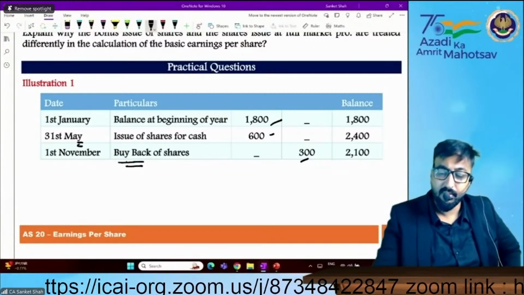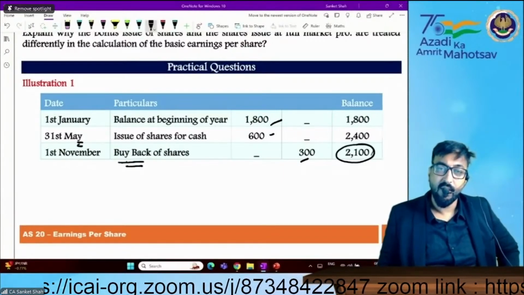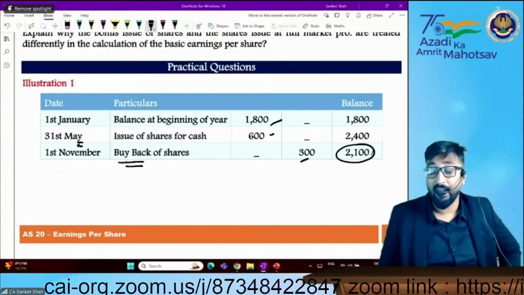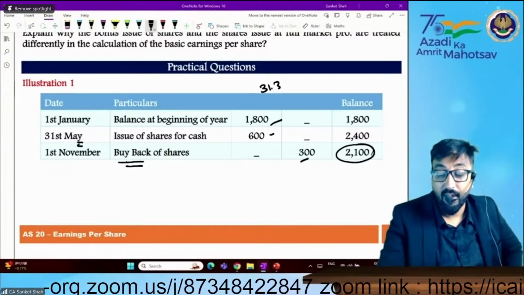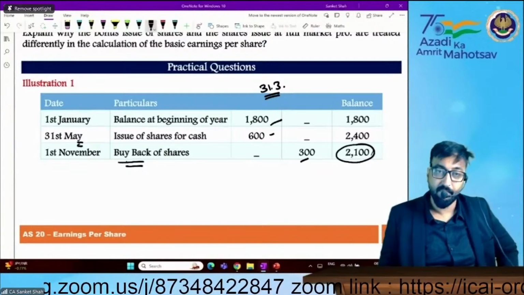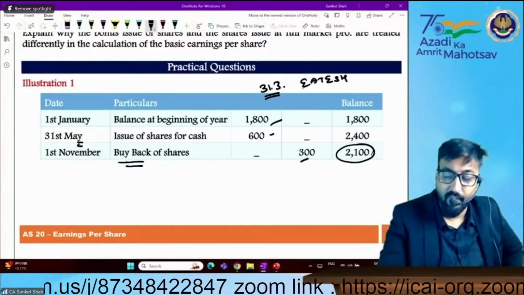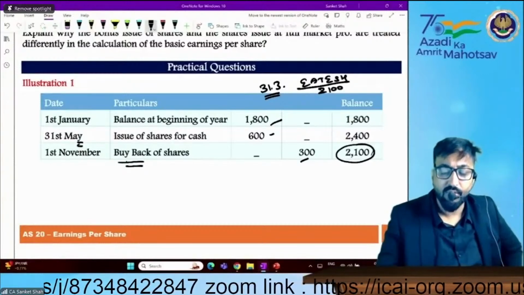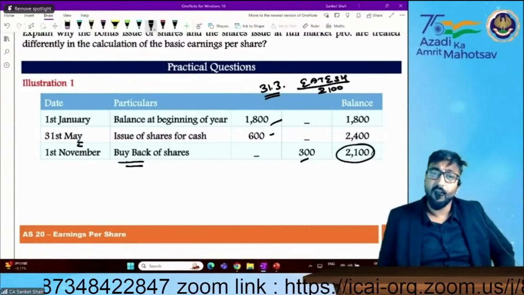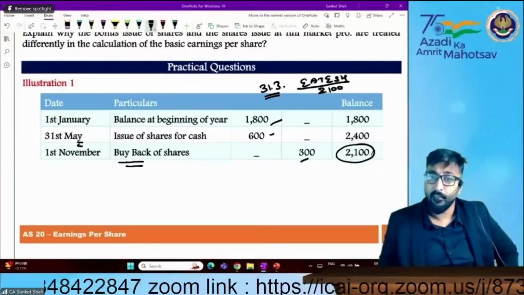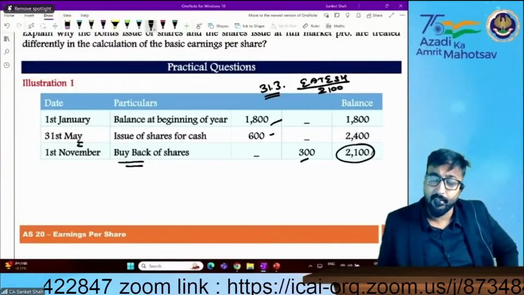Sir, then suppose I divide, because practically we are calculating on 31st of March. It's very simple: whatever earnings you have, divided by 2100. Then why is there a need for an accounting standard?